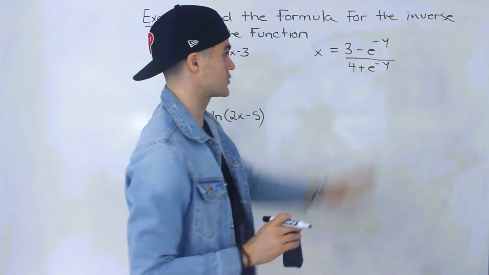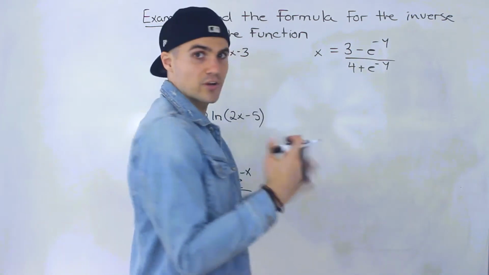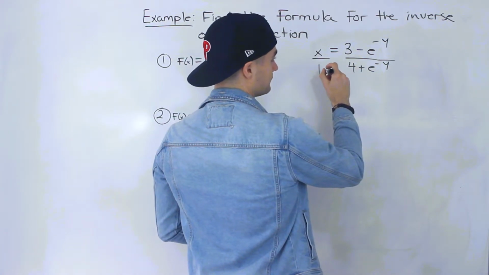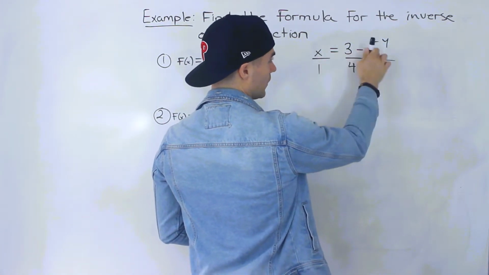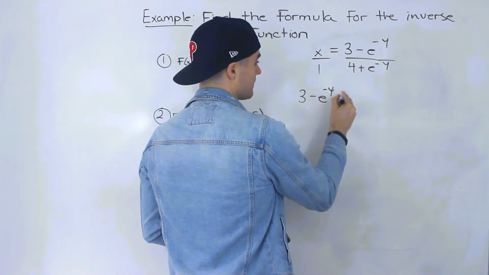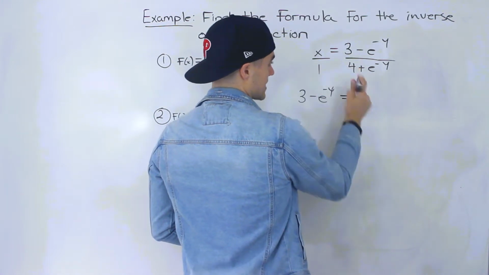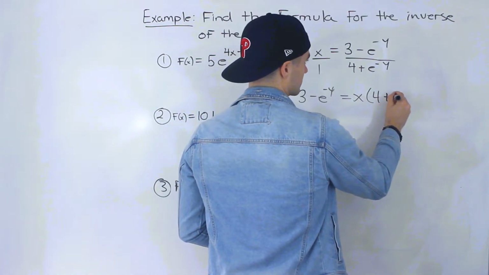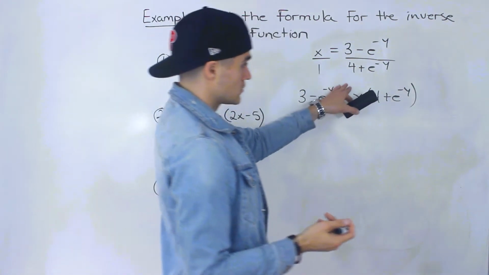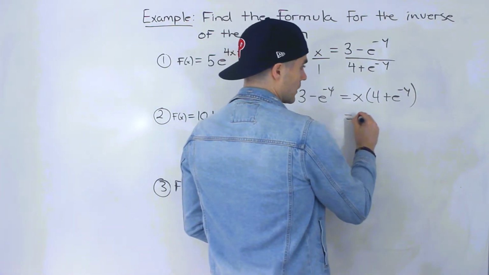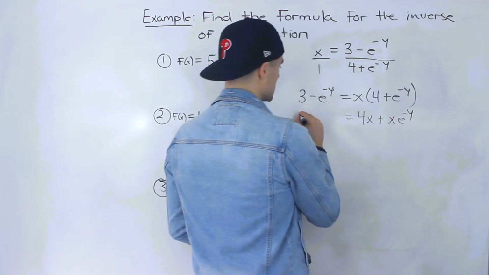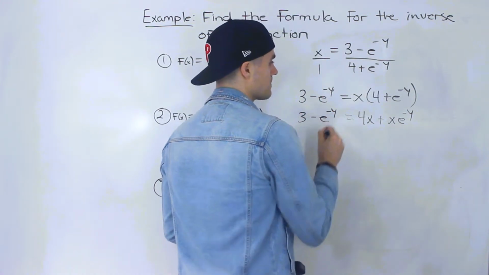this y, but notice that there's 2 of them. So like in a previous video where we had 2 y's, what we got to do is we got to cross multiply. So 1 times 3 minus e to the negative y is just 3 minus e to the negative y equals x times this expression. And then from there, what we do is we distribute that x inside the bracket. So we'll have 4x plus x e to the negative y. This stays as 3 minus e to the negative y.